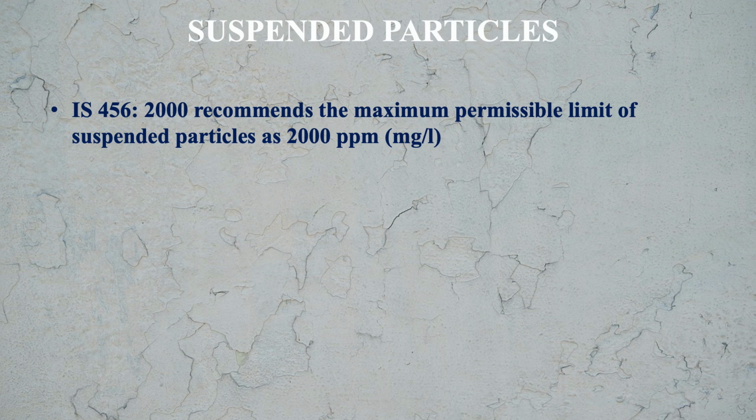IS 456-2000 code recommends that the maximum permissible limit of suspended particles may be up to 2000 ppm. ppm means parts per million, and that is equivalent to mg per liter. So as per the code, the maximum permissible limit is 2000 ppm or 2000 mg per liter. It means the quantity of suspended matter or particles should not be more than 2000 ppm.